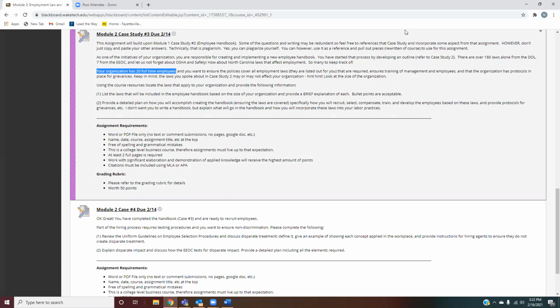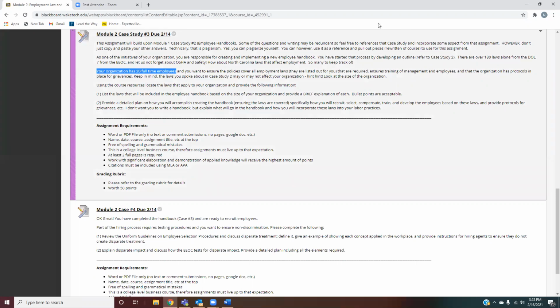Now in Module 2, we looked at employment law. We know that there are over 300 different employment laws that affect the place of business. It's up to you as an HR professional to know all of those laws. Now you don't have to know all of them verbatim, but you do know that they have to exist. So let's go ahead and look at the assignment, the requirement here.